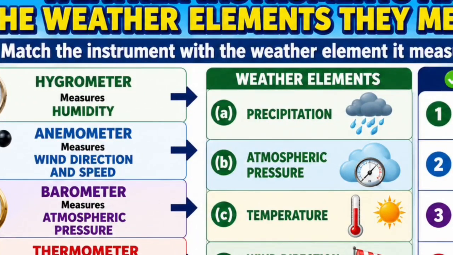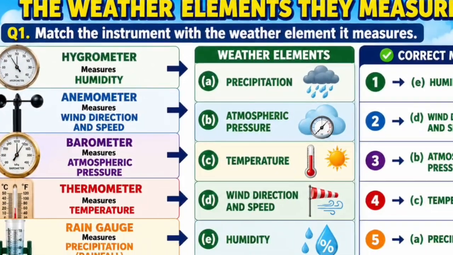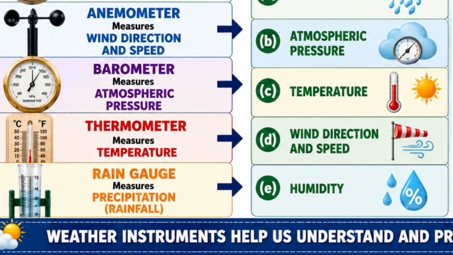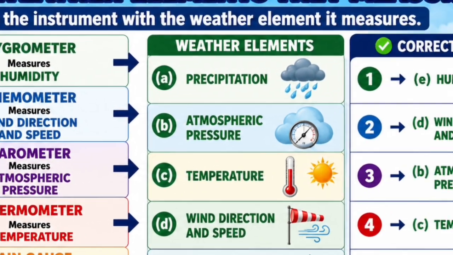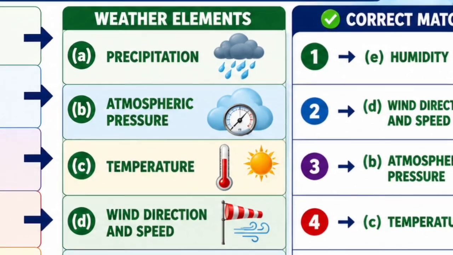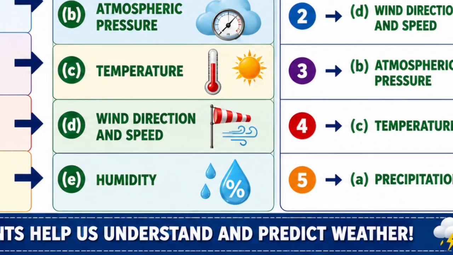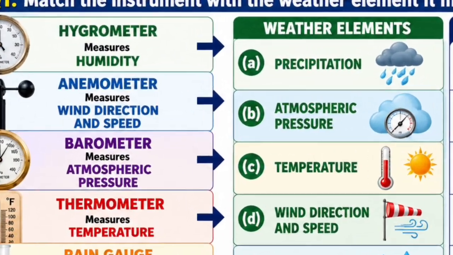Match the instrument with the weather elements it measures. So, children, there are instruments like hygrometer, anemometer, barometer, thermometer, and rain gauge, right? And the weather elements are precipitation, atmospheric pressure, temperature, wind direction, humidity. So, let's match these.